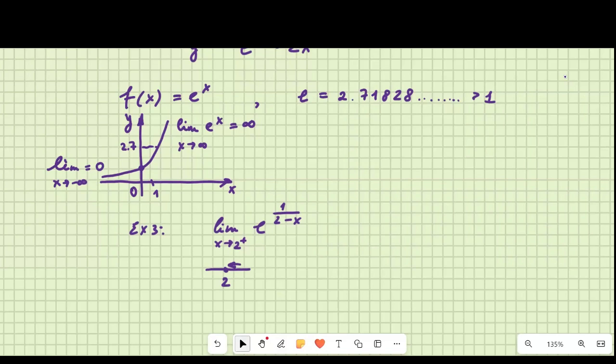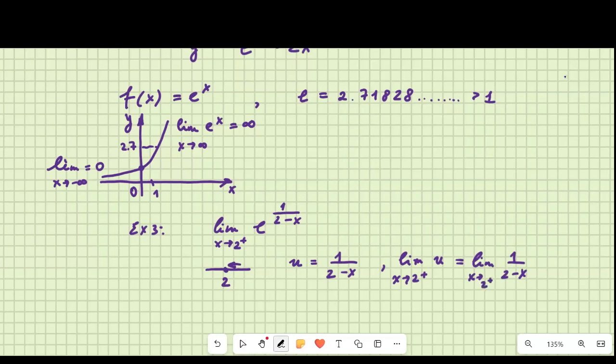What I'm going to do, guys, to make our life a little bit easier, is use a substitution. I'm going to label u equals 1 over 2 minus x. Now, let's find out what is going to happen with u. What is the limit of u when x goes to 2 plus? Well, that's going to be the limit of 1 over 2 minus x as x goes to 2 plus.